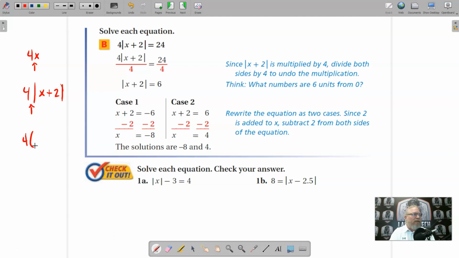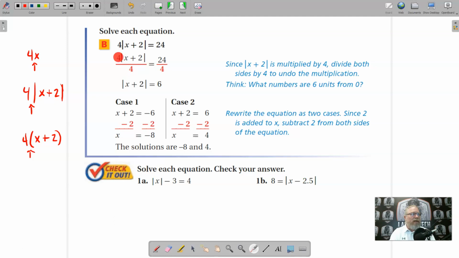It's almost like the distributive property. If we had 4 times the quantity of x plus 2, we would realize once again that this is multiplication in between the two of those. So we have here that 4 is being multiplied times the absolute value of x plus 2. So we need to use the opposite operation, which is division. All fractions are division, so we'll put a fraction bar here. We're going to divide by the number we wish to get rid of, which is 4. And what we do to one side, we're going to do to the other.